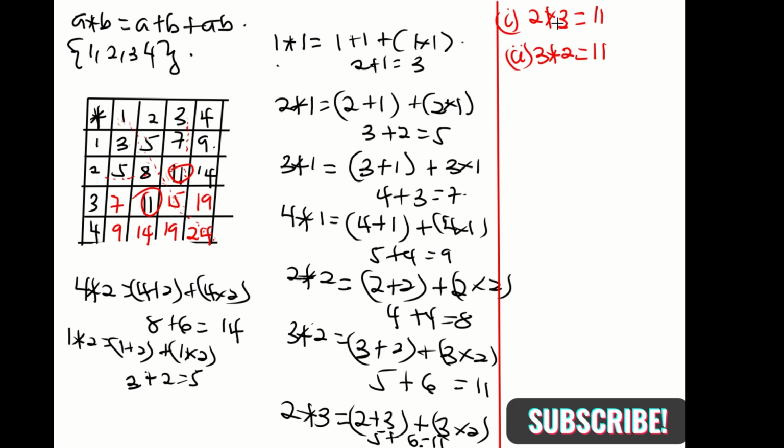So this property, what is this property called? This is the commutativity property. So this is the commutative property. It means that it preserves the commutative property.